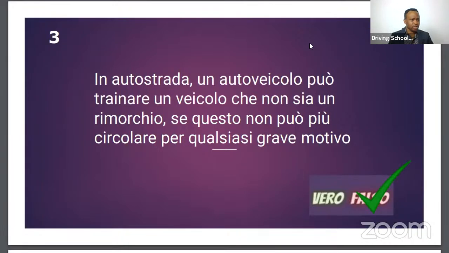So the answer is not true, because you are not allowed to tow a vehicle on the autostrada because the vehicle is no longer functioning, or because the vehicle is faulty. No, you are not allowed to do that. There are special people dedicated for that. That is the Soccorso Stradale that you just saw. So the answer is Falso. You are not allowed to tow a vehicle on the autostrada.